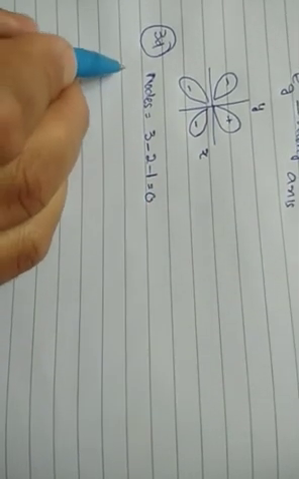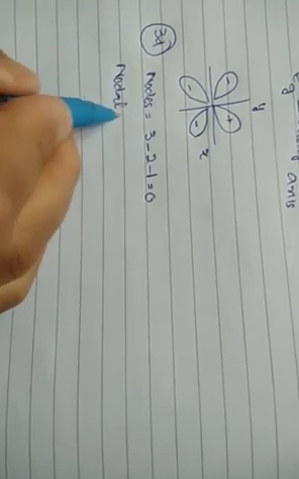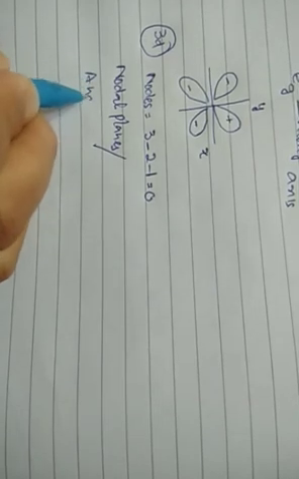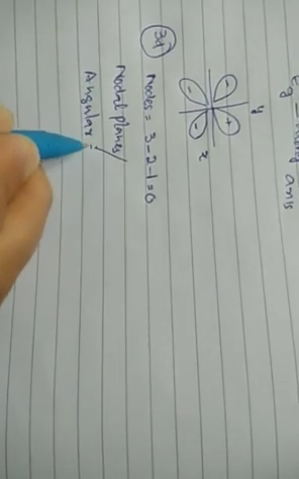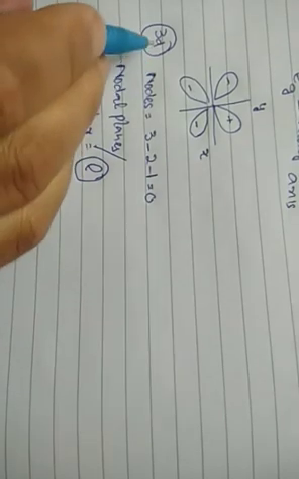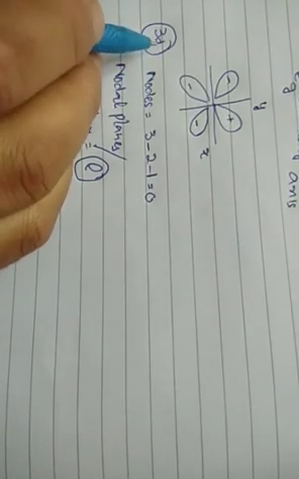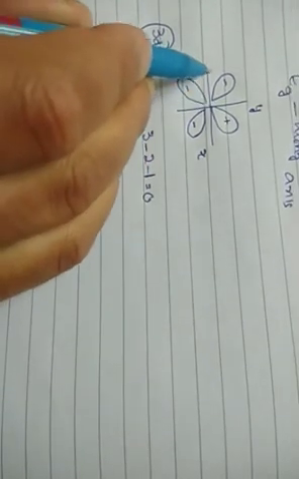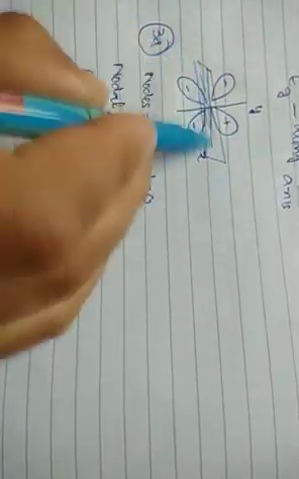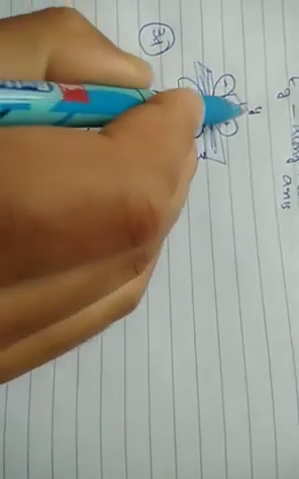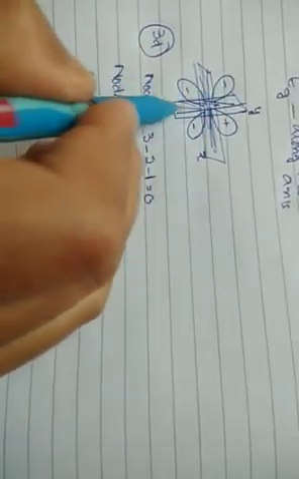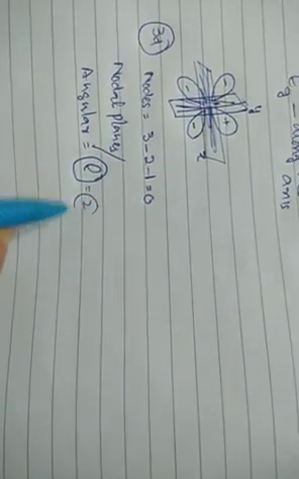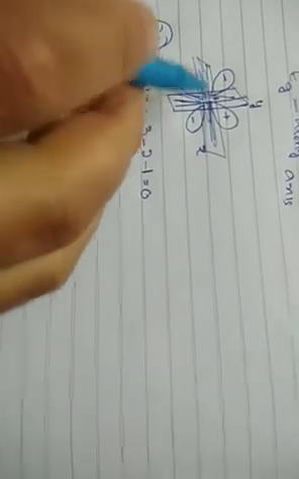What is the number of nodal planes or angular nodes? The number of nodal planes or angular nodes is given by the l value. The l value for d is 2. So there are 2 nodal planes: one nodal plane along the x-axis passing through the nucleus, and another nodal plane perpendicular to this, passing through the y-axis. So the number of nodal planes or angular nodes is 2, and this is the dxy orbital.